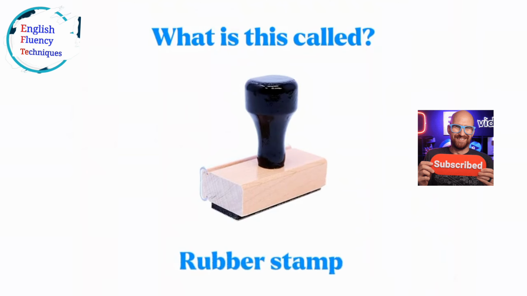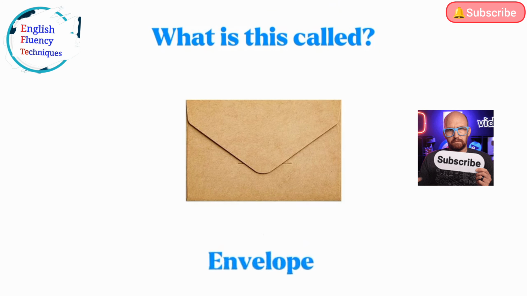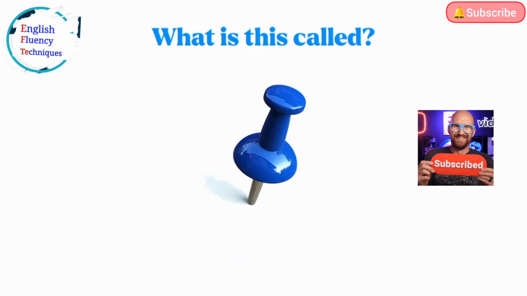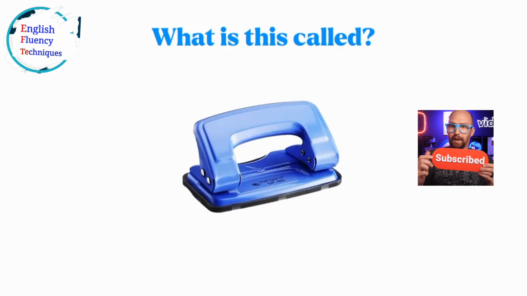What is this called? Rubber stamp. What is this called? Envelope. What is this called? Pushpin. What is this called? Paperclip. What is this called? Hole punch.